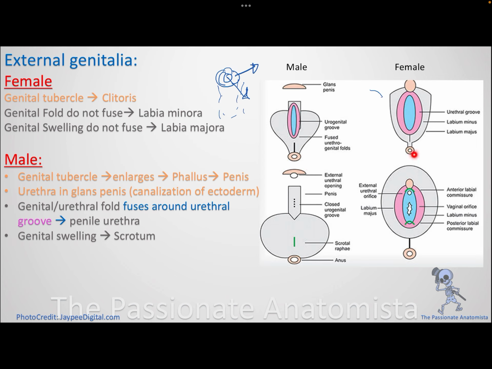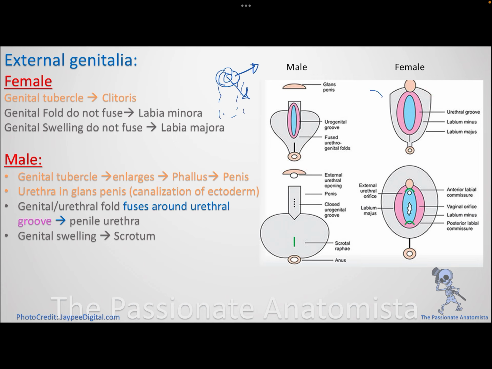However, in female, the genital folds do not fuse. They stay as they are, and they will give me the labia minora. So if you guys look at the gray color, the labia minora. Now, what about the fold lateral to the genital folds? I call it genital swelling or labioscrotal swelling.